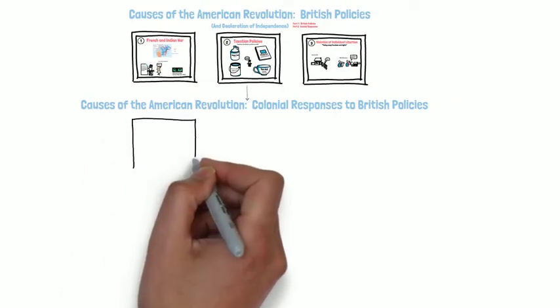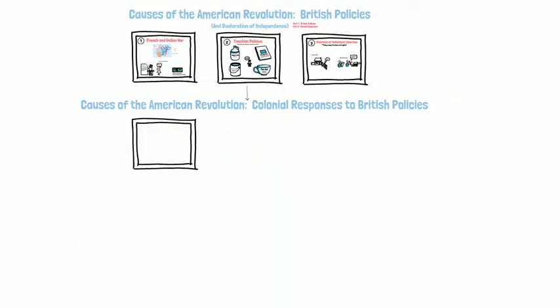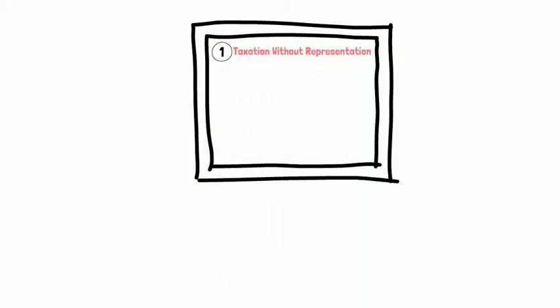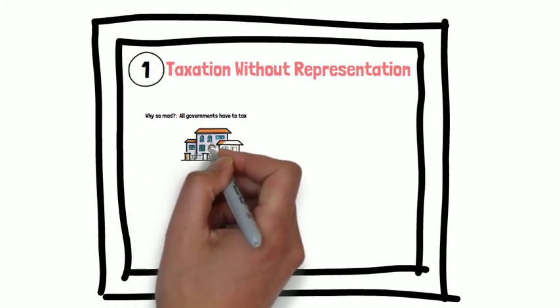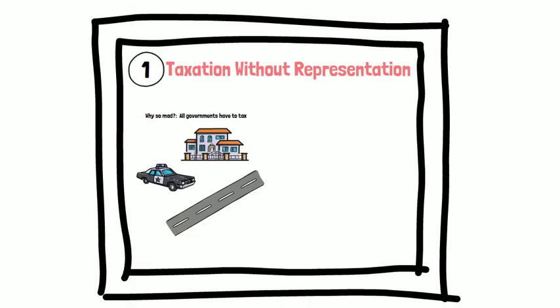First, it's important to understand why the colonists were so upset about British taxation. The big key word in this section that you should remember is no taxation without representation. We will discuss what that means in a moment. So why were the colonists upset about the taxes? Most countries must have taxes for the country to survive. Taxes are how we pay for things like school, roads, and the police. Without taxes, our country would fall apart.